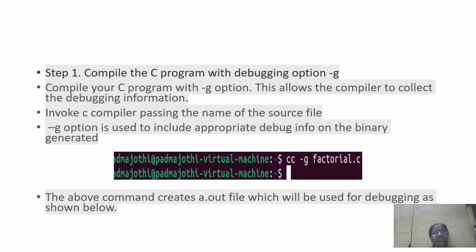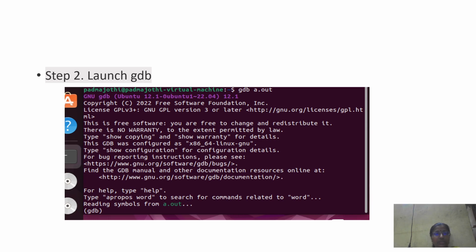So step 1 is compile the C program with the debugging option -g. Compile your C program, that is factorial.c, with the -g option. This allows the compiler to collect the debug information. Invoke the C compiler passing the name of the source file. The -g option is used to include appropriate debug information in the binary executable generated. The above command creates an a.out file which will be used for debugging as shown below.